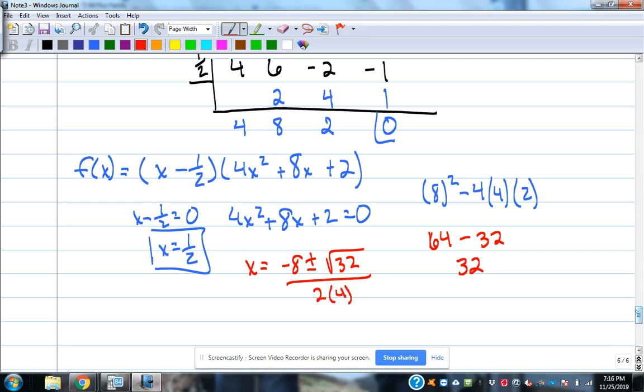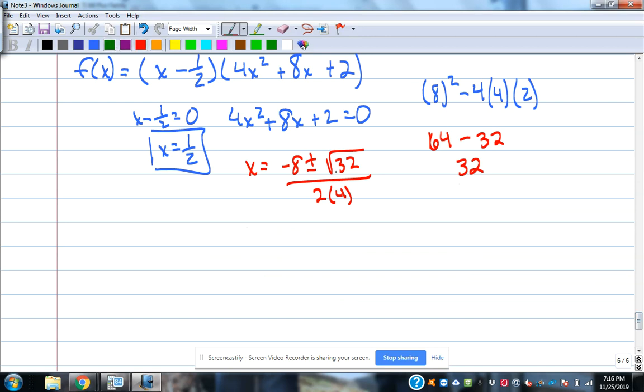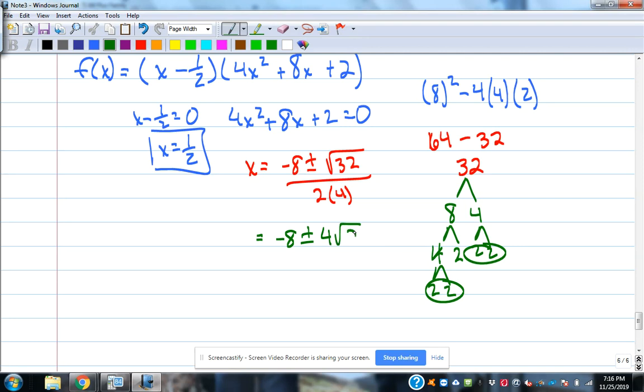I'm going to simplify the square root of 32 by breaking down 32. 8 times 4, 2 and 2, 4 and 2, another 2. So 2 pairs of 2s. It's going to be negative 8 plus or minus 4 square root of 2 over 8.